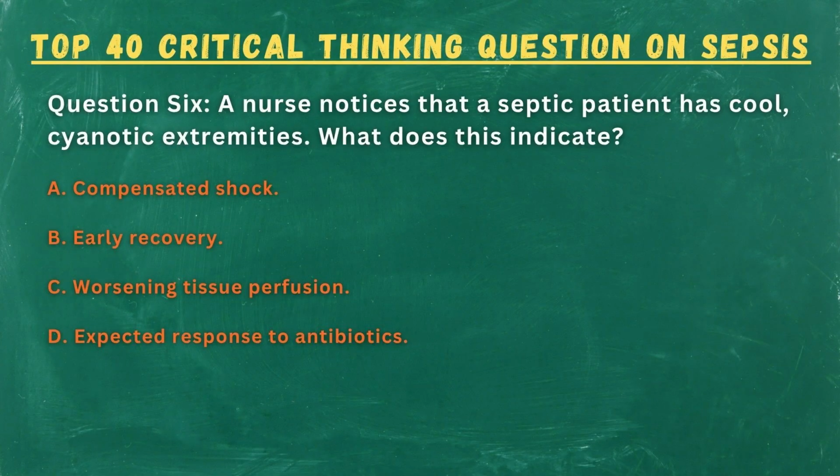Question 6. A nurse notices that a septic patient has cool, cyanotic extremities. What does this indicate? A. Compensated shock. B. Early recovery. C. Worsening tissue perfusion. D. Expected response to antibiotics. Answer: C. Worsening tissue perfusion.